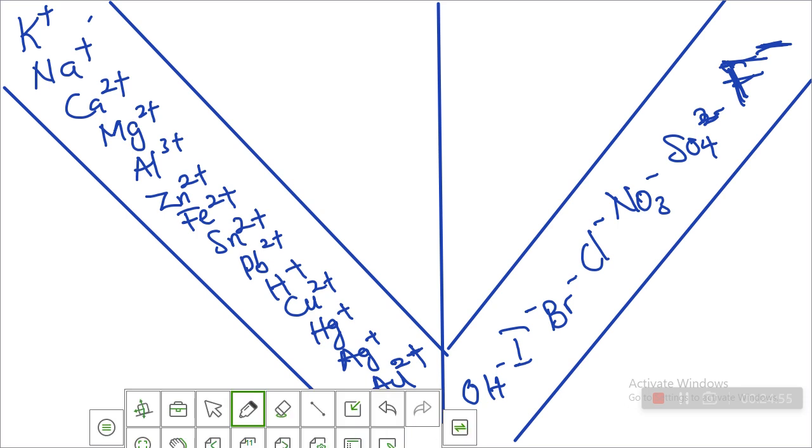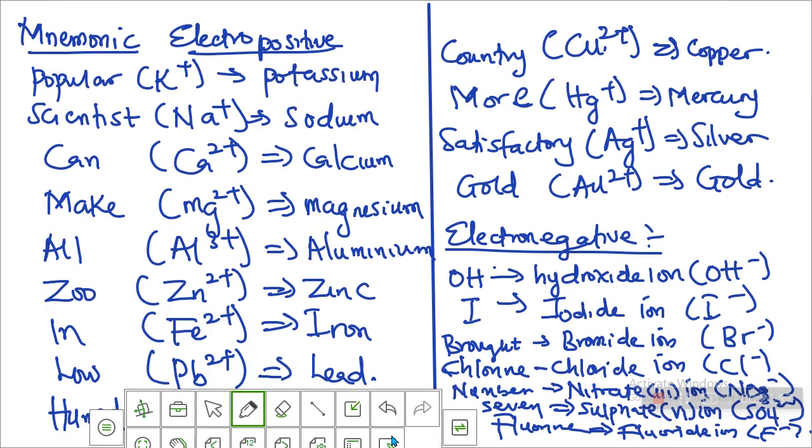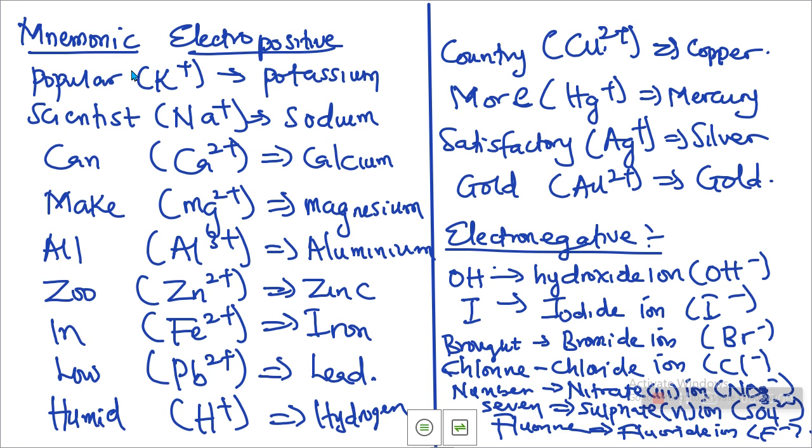Let's go to the mnemonic again. Now this is the mnemonic. Popular, that is potassium. Scientist, sodium. Can, calcium. Make, magnesium. All, aluminium. Zoo, zinc. In, iron. Low, lead. Humid, hydrogen. Country, copper. More, mercury. Satisfactory, silver. Good, gold. So electronegative.